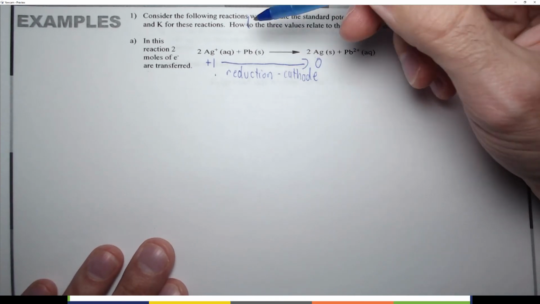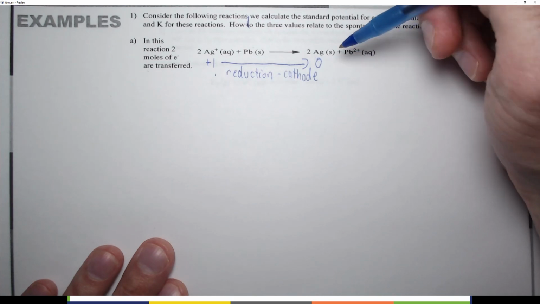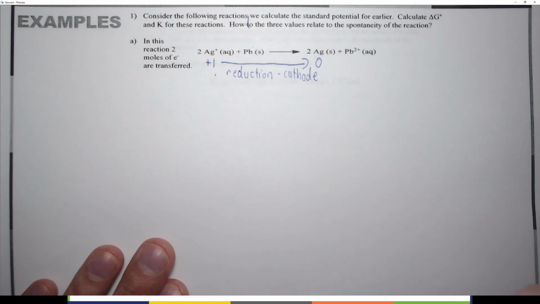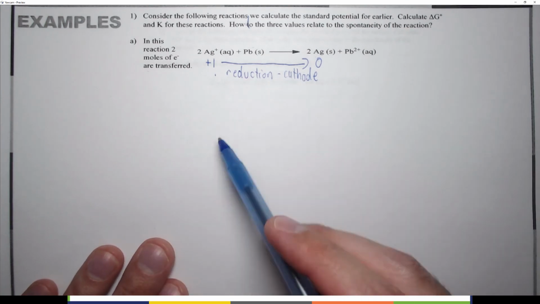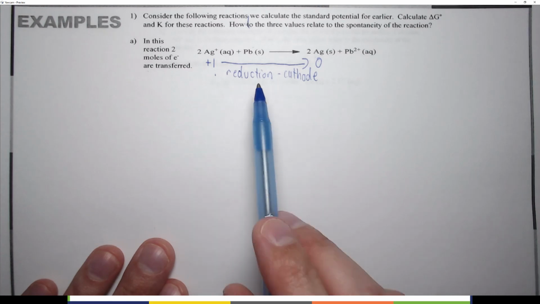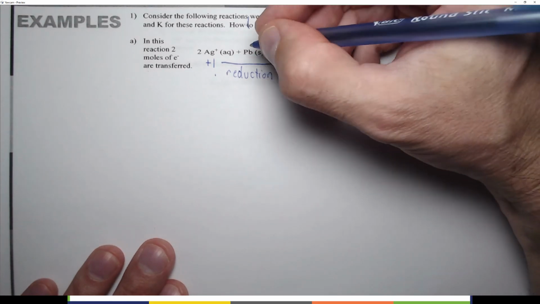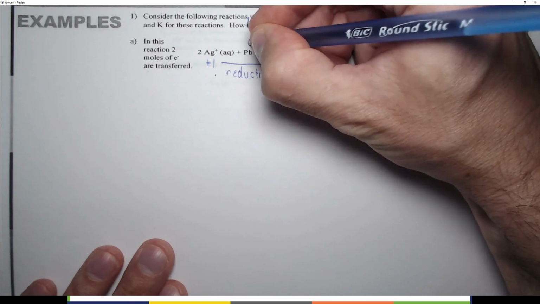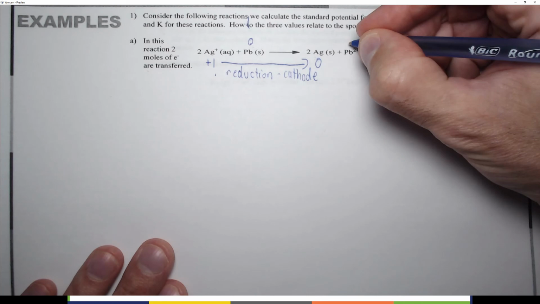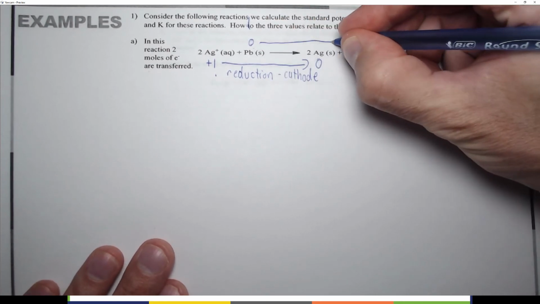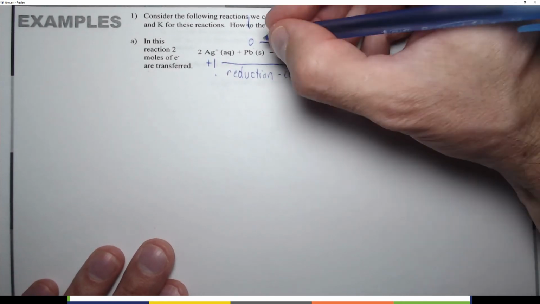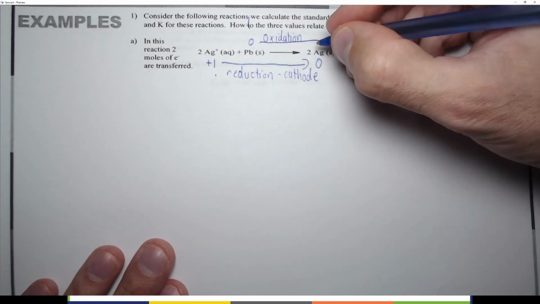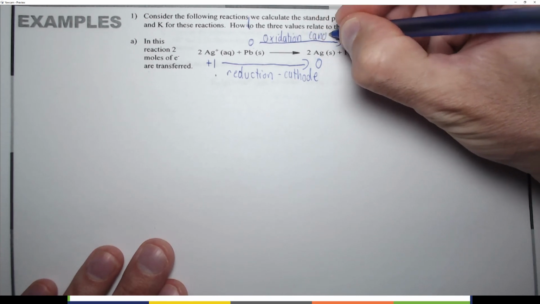Here we have Pb and Pb2+. Assuming that this reaction is hooked up in a galvanic cell, this would be the anode. If it's just a general reaction, then we would not need to say that it's the anode. All right, here we have Pb, which has an oxidation state of 0, and Pb2+, which is +2. So it goes from 0 to +2. It lost electrons. This is oxidation. And again, if it's hooked up in a galvanic cell, this is going to be the anode.